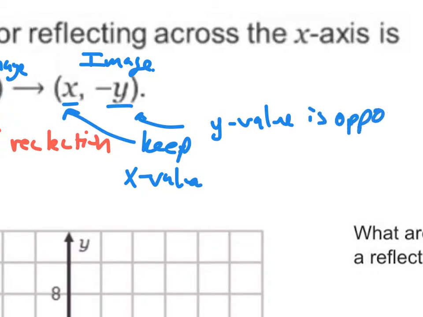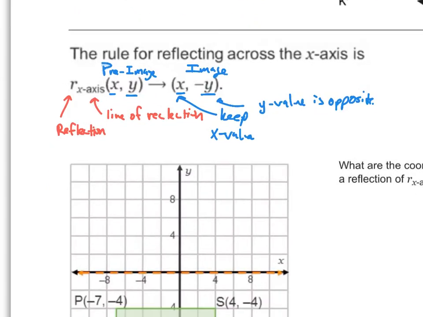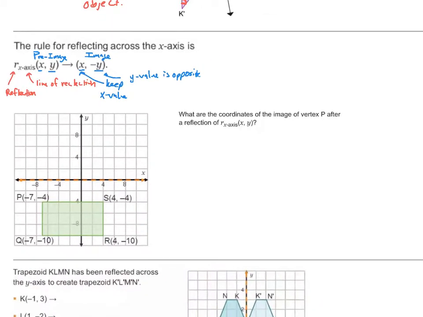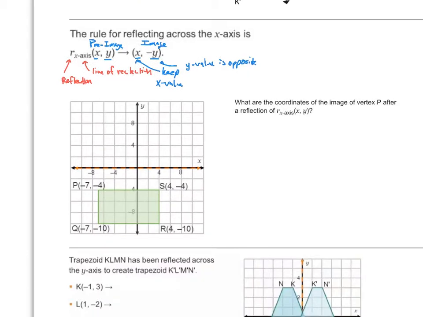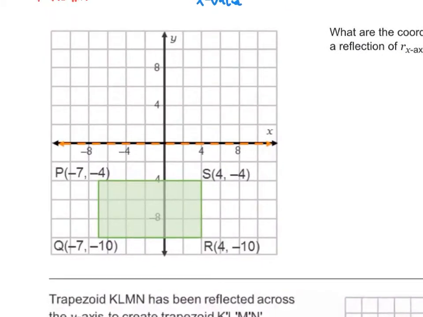It's kind of hard to read those, but I want to make sure that as I go through this, you're able to read these rules and make sense of what they mean. Now it asks, what are the coordinates of the image of vertex P after a reflection R over the x-axis of point x, y? I'm going to do a reflection for this whole thing here.